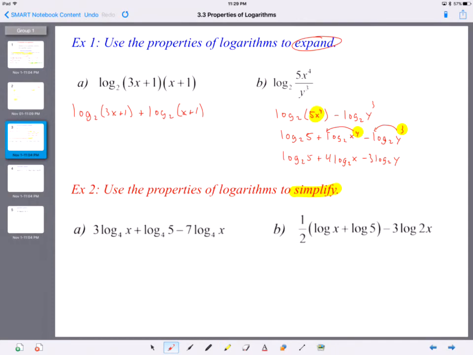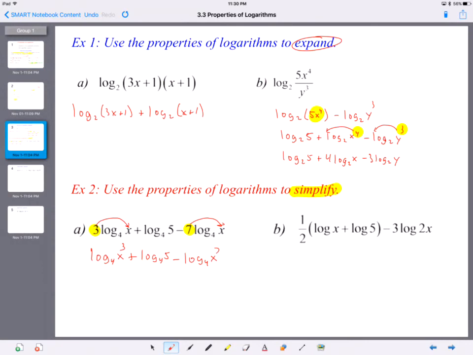So when you look at 2a here, you've got 3 log base 4 of x plus log base 4 of 5 minus 7 log base 4 of x. Well, with logarithms, when these numbers are out front, you can't use those properties for the product and quotient rule. And you're going to have to do something with those. The only thing that we can do with those is move them to the power of the value of x in this case. So this is going to be log base 4 of x cubed plus log base 4 of 5, that one stays the same, minus log base 4 of x to the 7th.